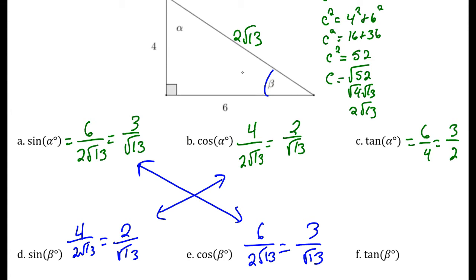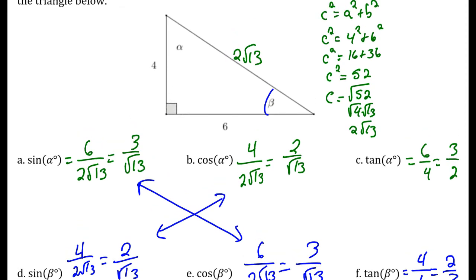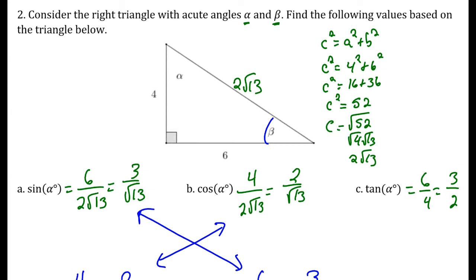Tan beta. Tan beta is opposite over adjacent. What is opposite of beta? 4 over 6, so 2/3. So we need to be pretty fluent at finding the sine, cosine, and tangent of any angle when you have two sides, because you can always find the third side of a right triangle by using the good old Pythagorean theorem.